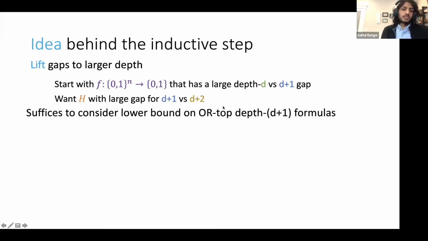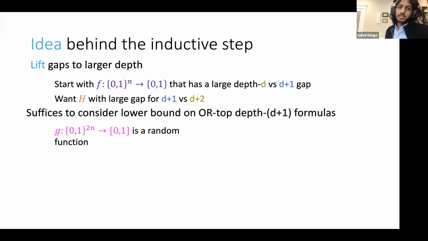It turns out, via some De Morgan law-ish tricks plus some direct sum-ish tricks that I'm going to gloss over, that we only need to show that there is some function that's easily computable at depth d plus 2, but is not easy to compute at depth d plus 1 with an OR gate on top. So we can assume that all the formulas we want to lower bound against have an OR gate on top. And this is going to seem crucial to our definition of the function h.